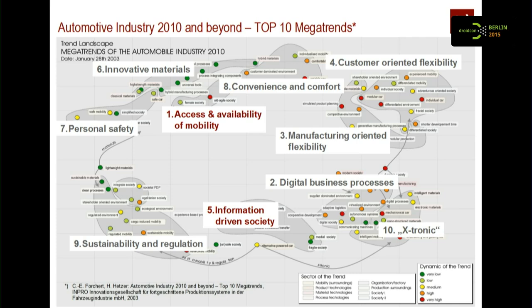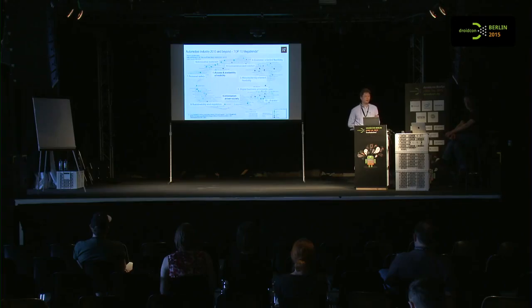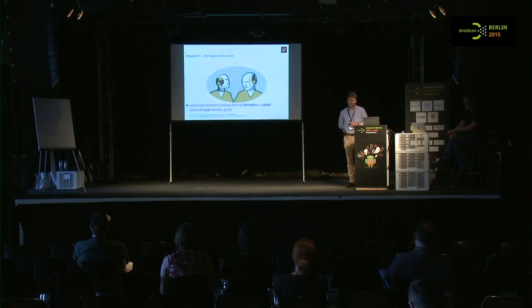At the very first, we discovered the X-tronic trend, the mechatronic, electronic, IT trend of cars, that was easy to understand. What we didn't understand at once was how these two trends, mobility and information-driven society, go together. It's very obvious that these are the mega trends, but in 2003 we had no idea at that point. Information in a global society with local orientation was the trend, and we researched and thought about how it comes together.